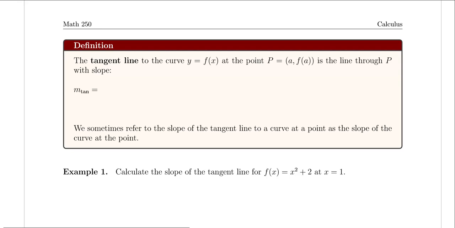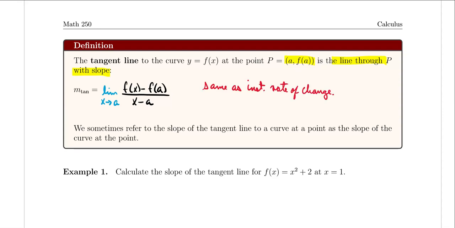Now, the tangent line to the curve y equals f of x at a point P given by a comma f of a is a line through P that has the slope given by the limit as x approaches a of f of x minus f of a all over x minus a. And again, I want you to remember that the slope of the tangent line is the same as the instantaneous rate of change. Now, we sometimes refer to the slope of the tangent line to a curve at a point as the slope of the curve at a point. We don't always need to include tangent line because it's implied.